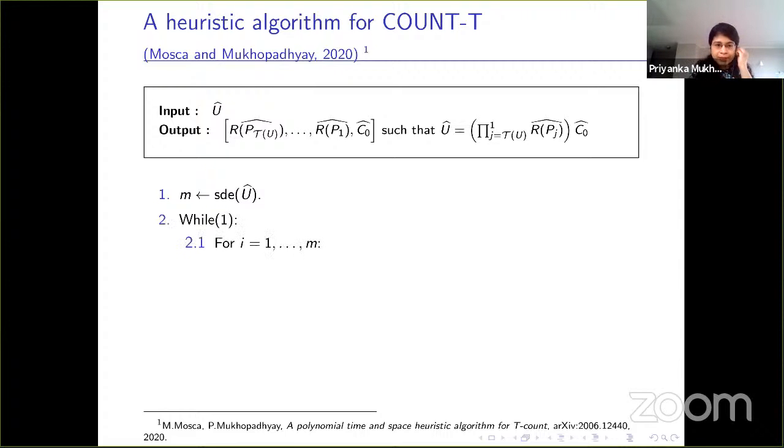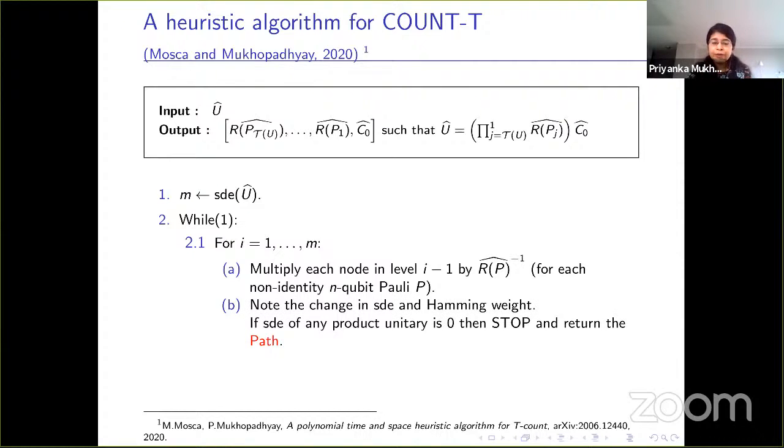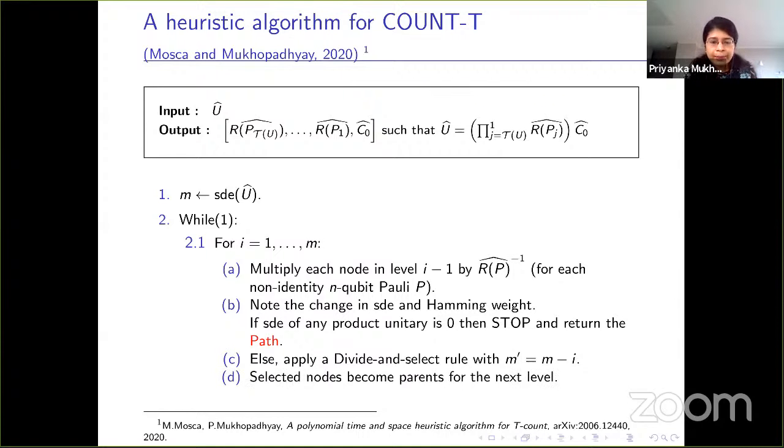So to check that, which is basically the loop 2.1, we multiply each node in some level by RP inverse, then we note the change in ST and Hamming weight. And if we reach a Clifford, then we stop and return the path. Else we apply the divide and select rules with M dash equal to M minus 1. This M dash comes from the fact that there are M dash levels left in the tree. So if we have to reach a Clifford, we have to reach it within M dash steps. Then the selected nodes become parents for the next level. Now, if we cannot find any decomposition, then we check if a decomposition exists of length M plus 1, and so on.